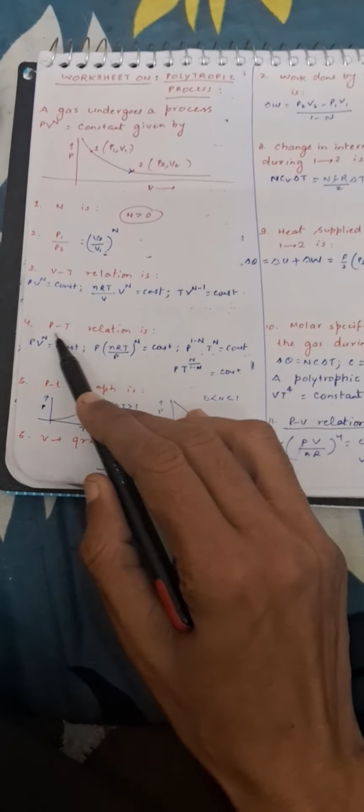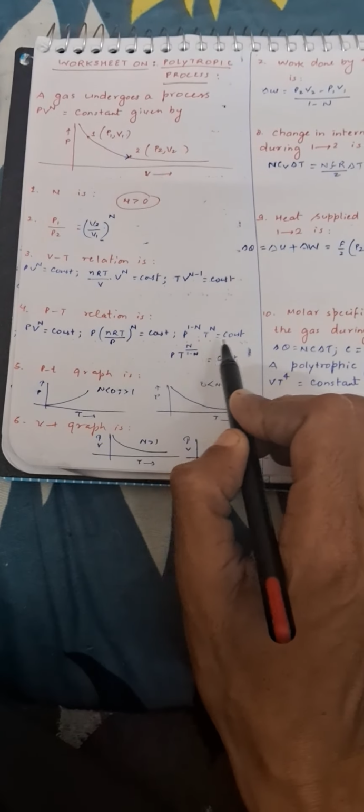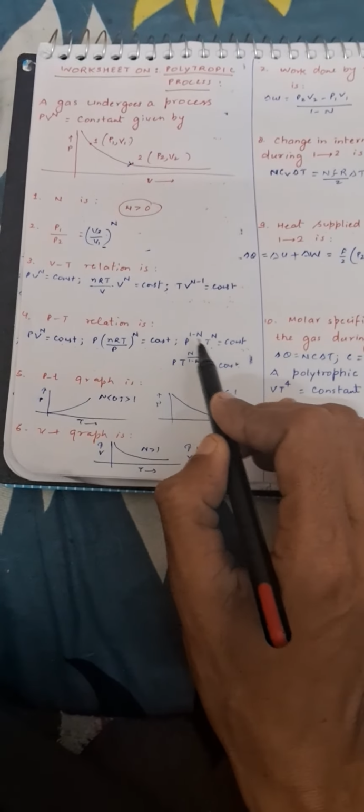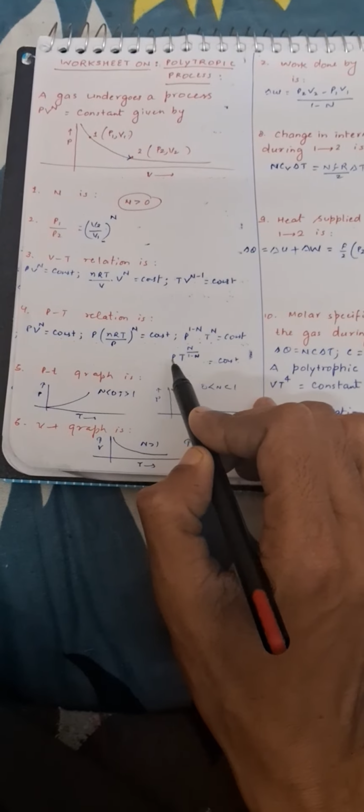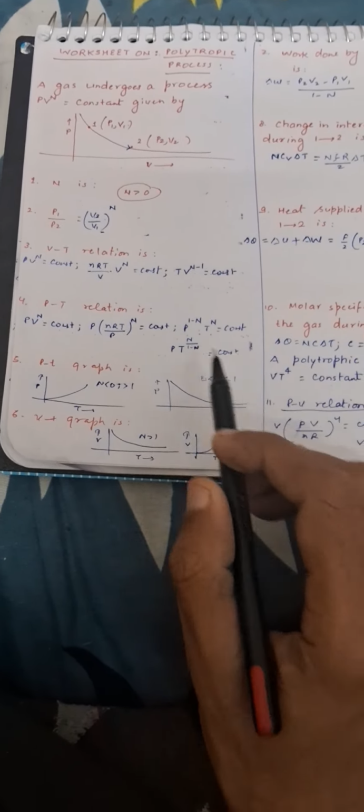Next is the PT relation. So substituting V, we have P^(1-n) T^n constant. Here, taking the (1-n)th root, that will be P^(n/(1-n)) T equal to constant.